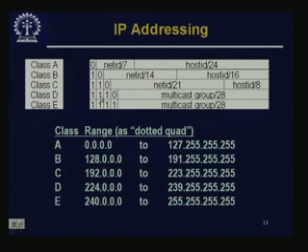Class D addresses start with 1110. After 1110, the entire 28 bits is for specifying which group, but this does not work very well. So, we will come to that later on.